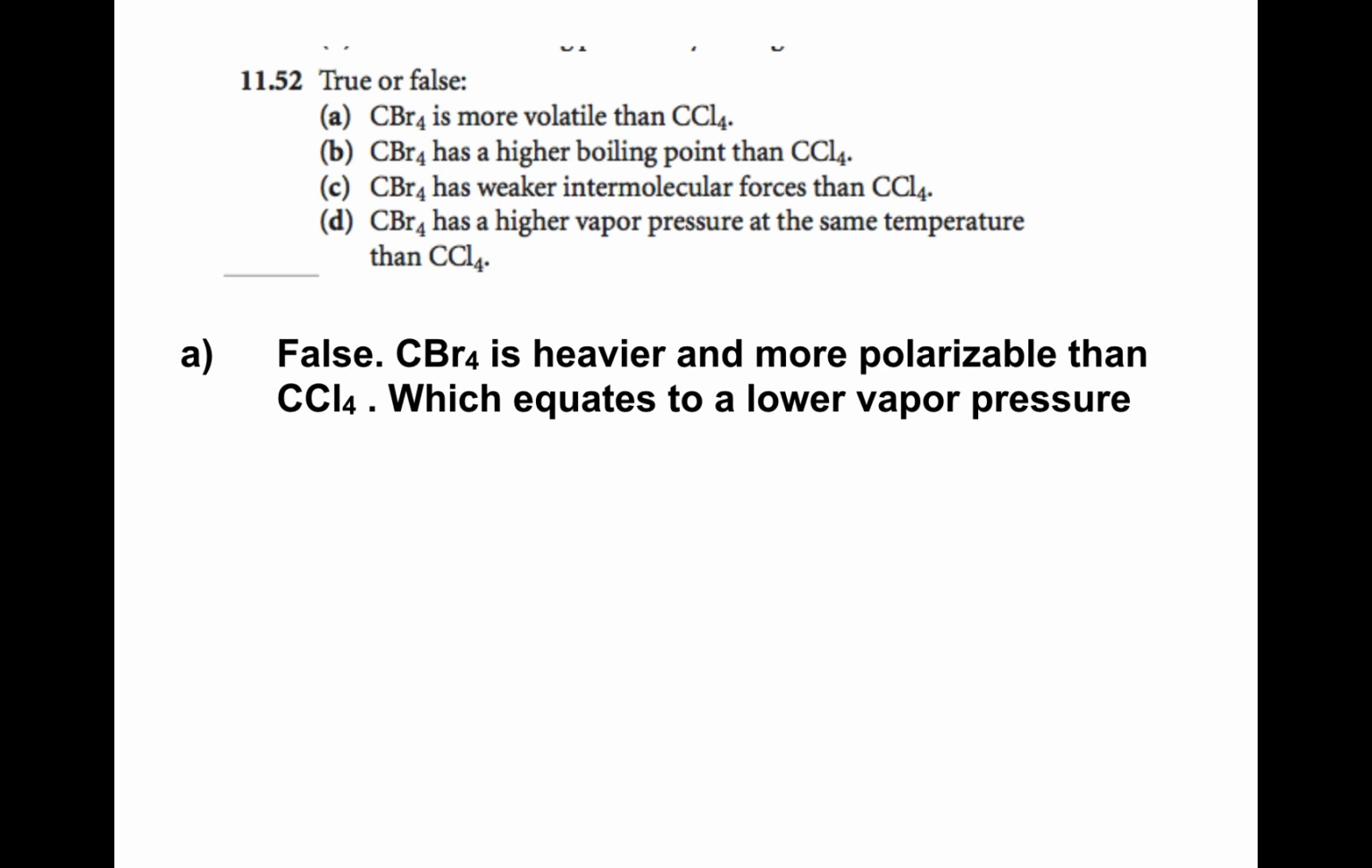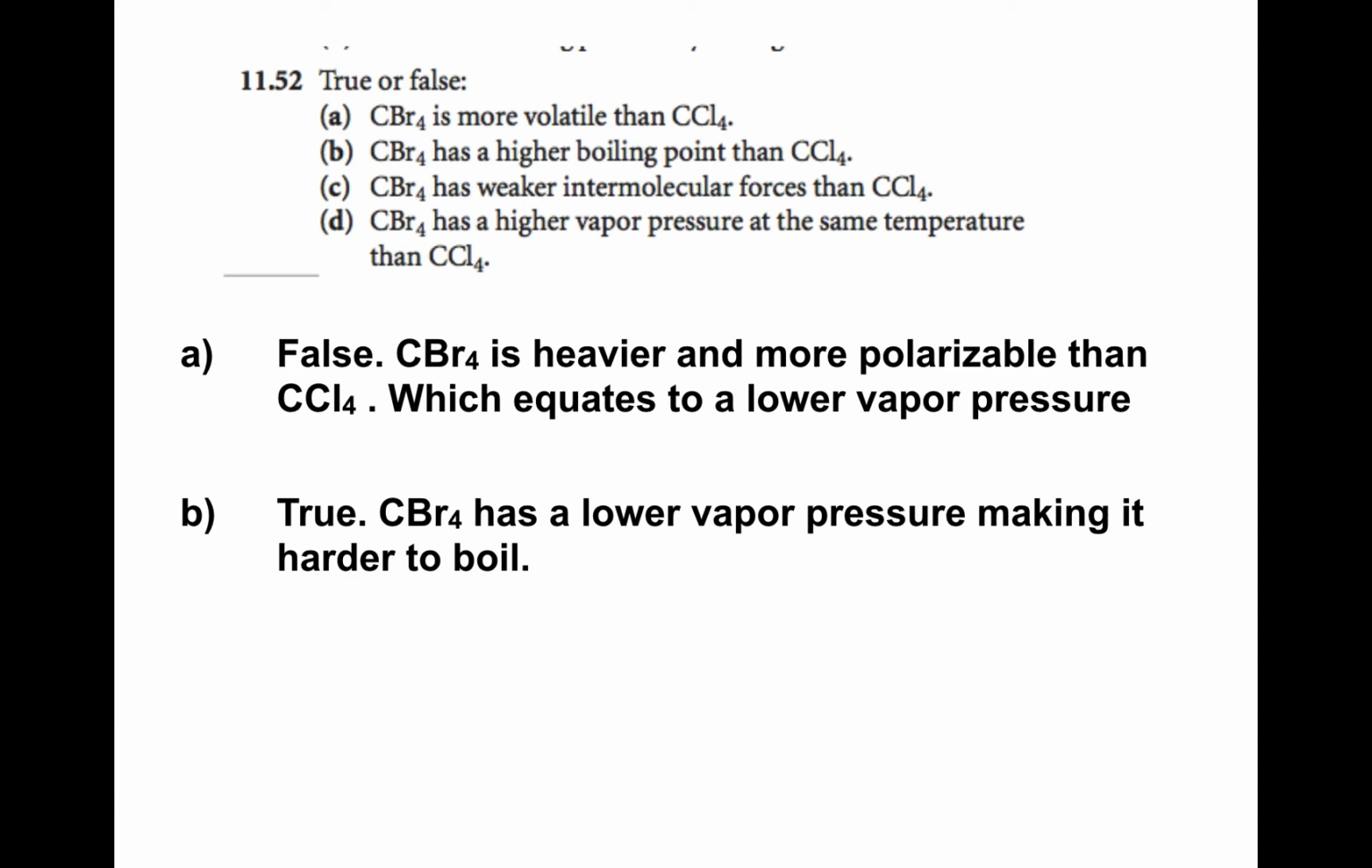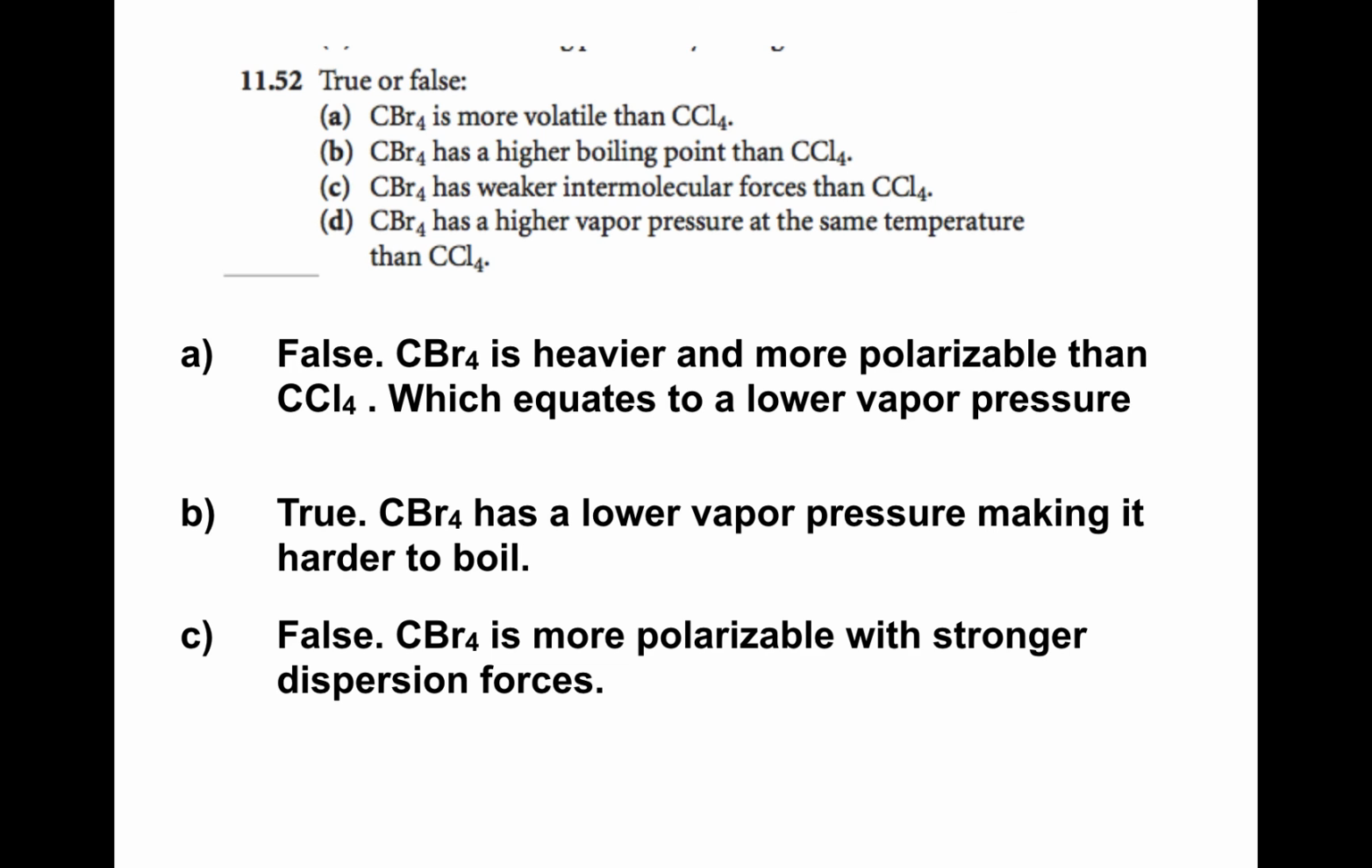So tetrabromomethane would be less volatile. Therefore, it would be harder to put in the gas phase, so it would have a higher boiling point. Stronger attraction is harder to put in the gas phase. Weaker intermolecular forces? No, stronger, right? This is why it has a higher boiling point. More polarizable, and it's more polarizable. Has a higher vapor pressure at the same temperature? No, it has a lower vapor pressure, right? So lower vapor pressure because it's heavier, and you get more induced dipole attractions.